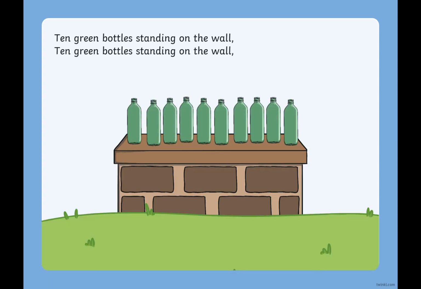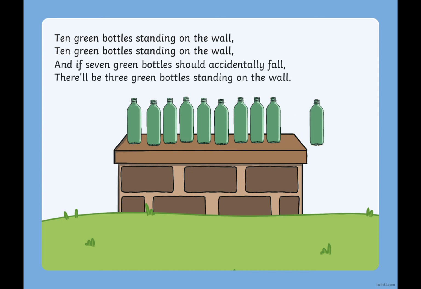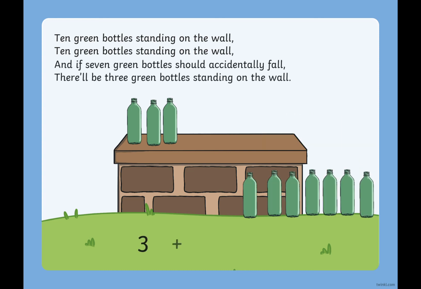10 green bottles standing on the wall. 10 green bottles standing on the wall. And if 7 green bottles should accidentally fall, there'll be 3 green bottles standing on the wall.